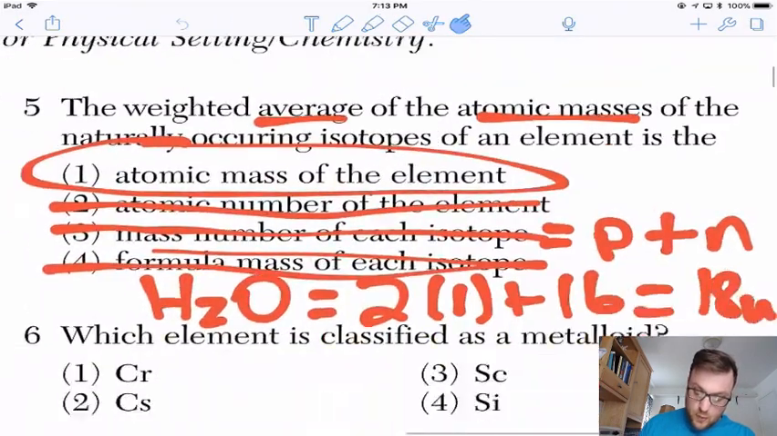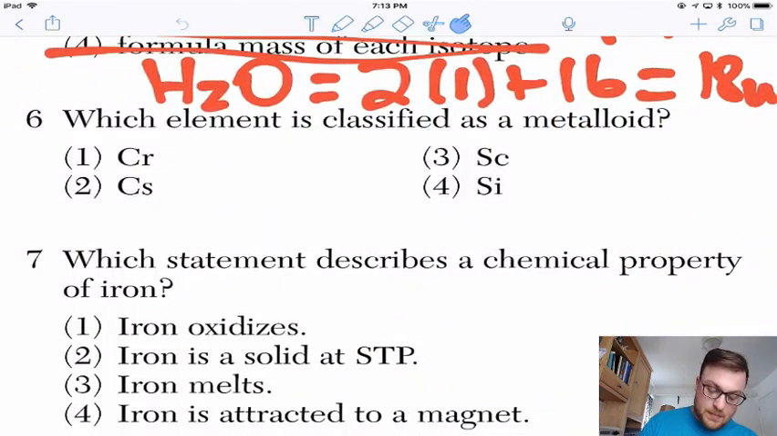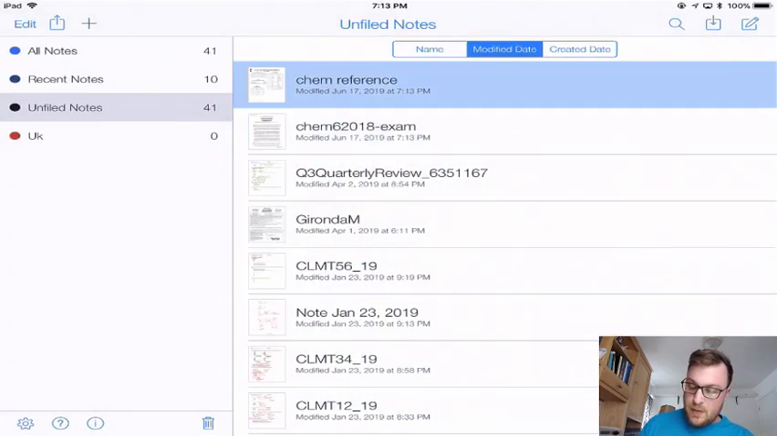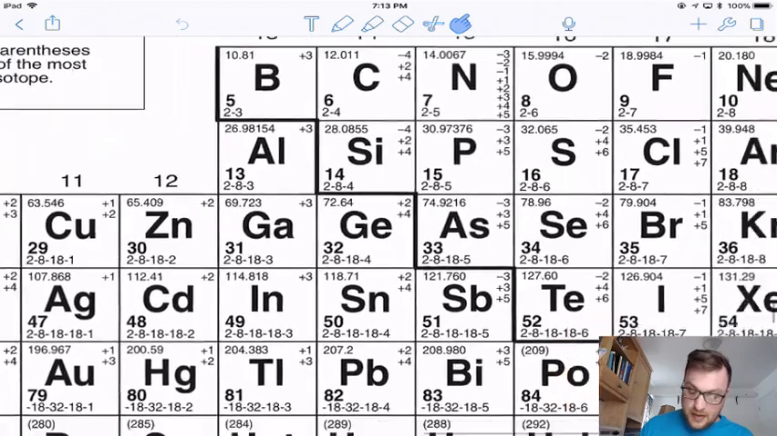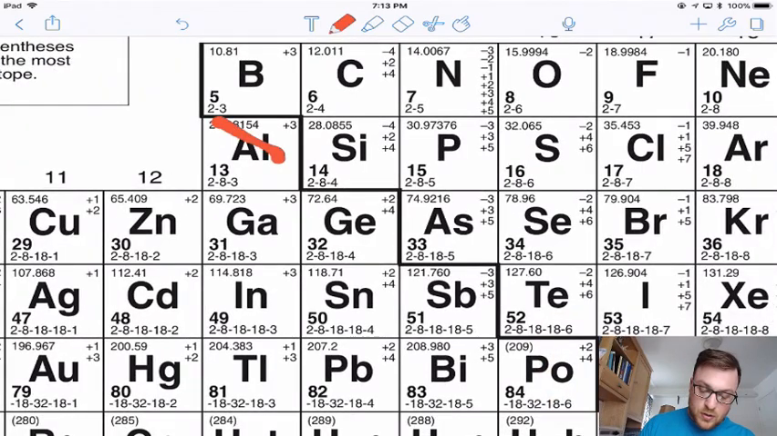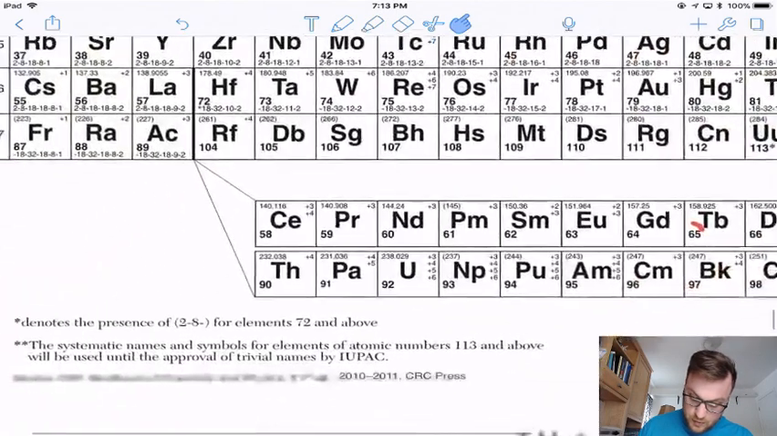Question 6. Which element is classified as a metalloid? If we go to the periodic table, the metalloids are the ones on that staircase. Ignore aluminum. And we got boron, silicon, germanium, arsenic, antimony, tellurium, polonium. I don't know if PO is actually polonium.